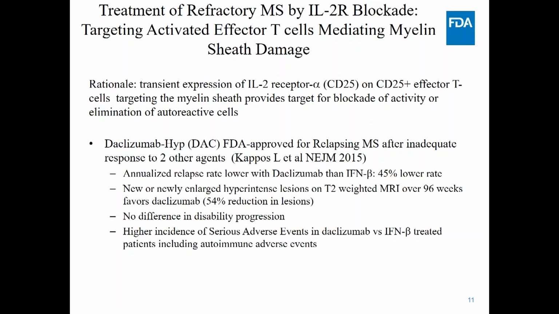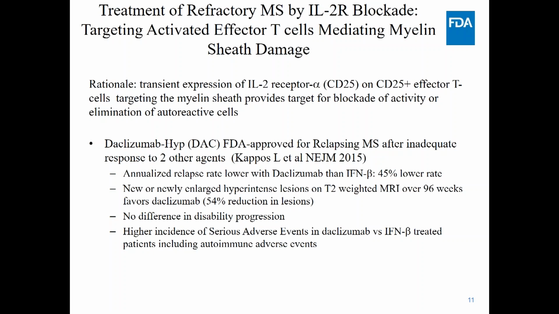And what was found was that the annualized relapse rate was lower with daclizumab than with interferon beta, to which it was directly compared, a 45% lower rate. New or newly enlarged hyperintense lesions on MRI favored daclizumab. And there was no difference in disability progression.